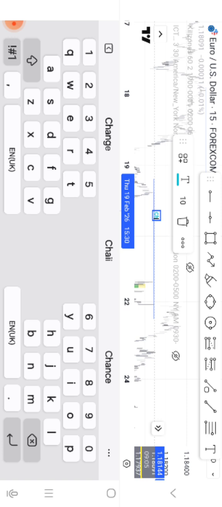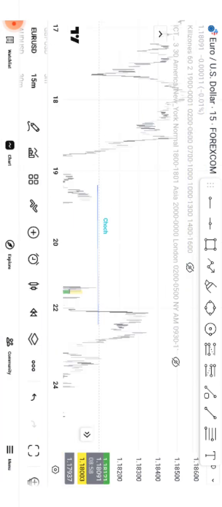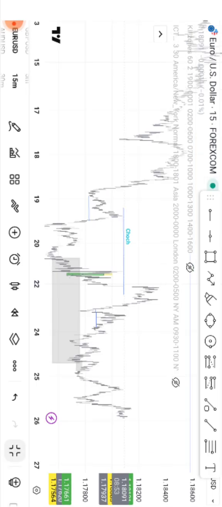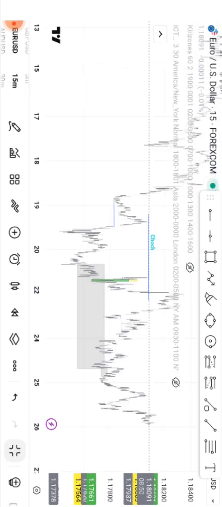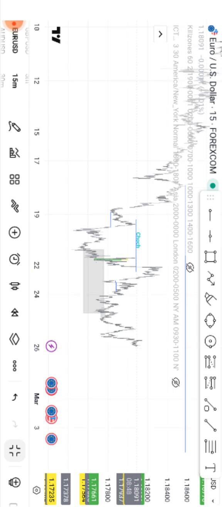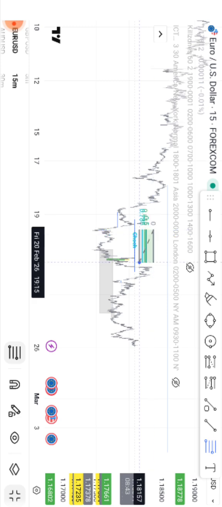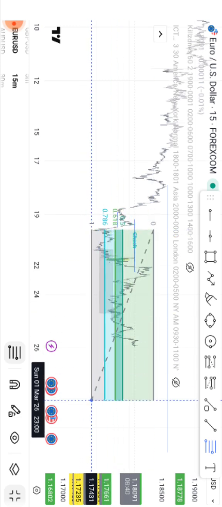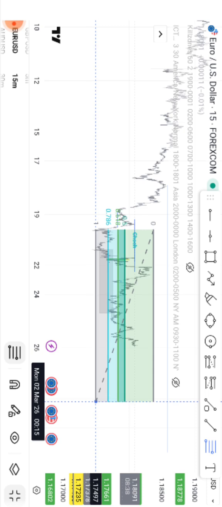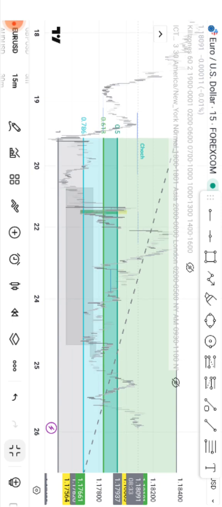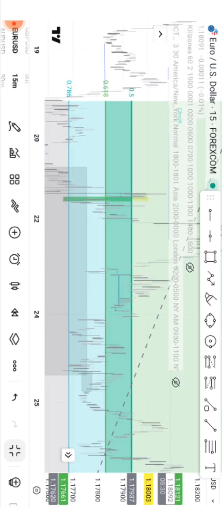Or CHOCH. That's "choke". This is my change of character. This indicates to me that price has gone bullish. So what do I do? I wait for price to come back to my discount zone here. I waited for price to come back to my discount zone, and then I buy.